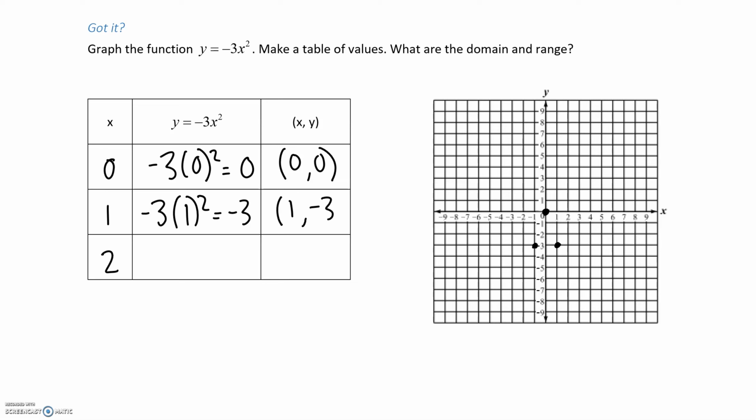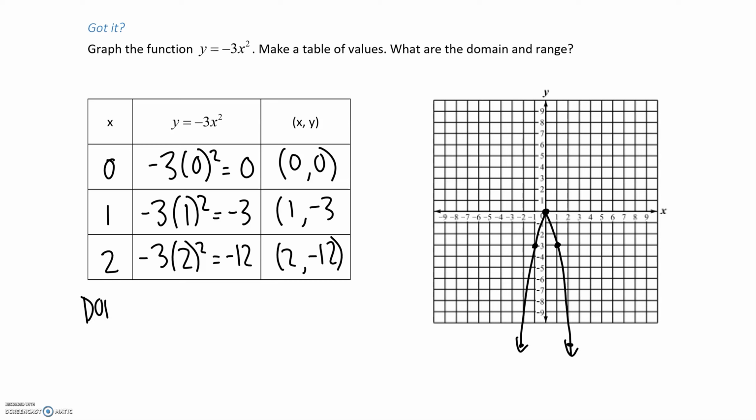Okay? And our last one, we have negative 3 times 2 squared, which is going to give us negative 12. So our last point is going to be (2, -12). So I'm going to go over 2 and down 12, should be right about here. And I'm going to go to negative 2 and down 12, should be somewhere right here. So we're going to graph that. Should look like a skinnier U.